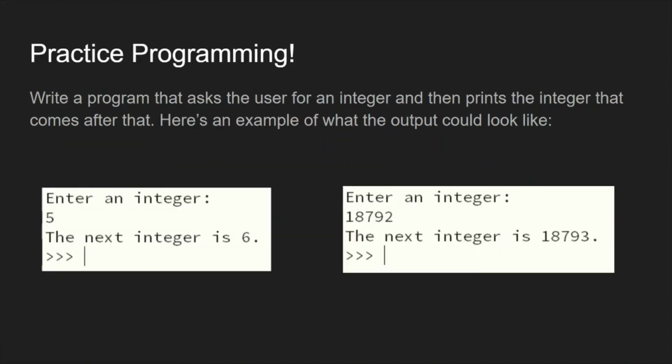Finally, this week's practice programming problem. Here's my challenge for you. Write a program that asks the user for an integer and then prints the integer that comes after that. Here's an example of what the output could look like. The program asks me to enter an integer. I give it 5. It tells me the next integer is 6. I could also give it a large integer like 18,792, and it'll be able to tell me the next integer is 18,793.